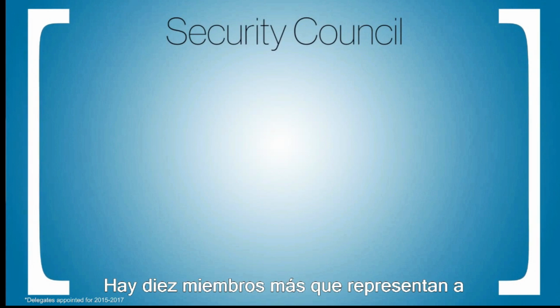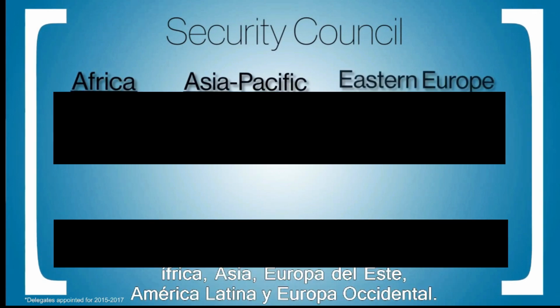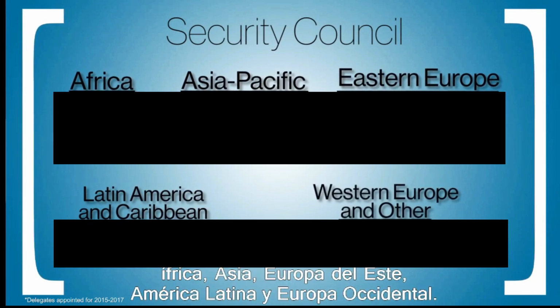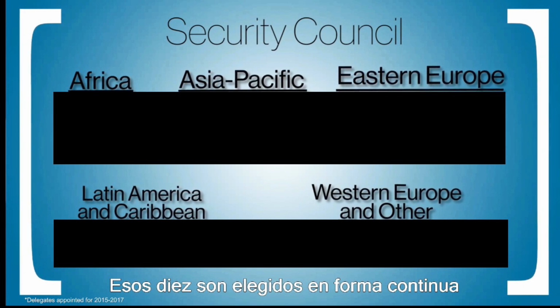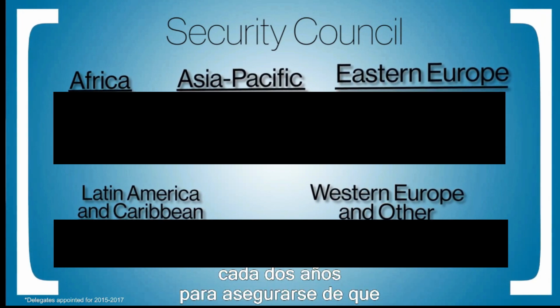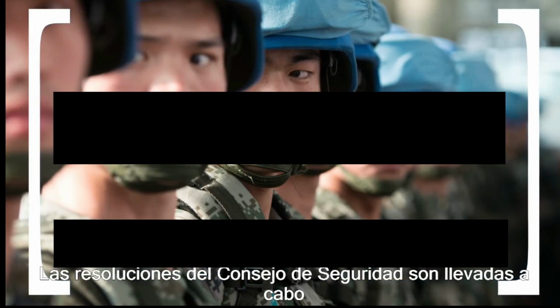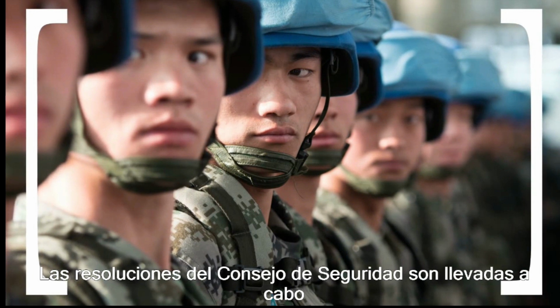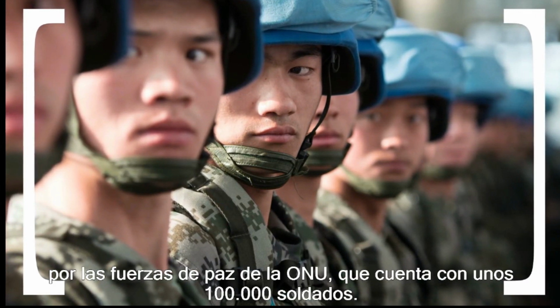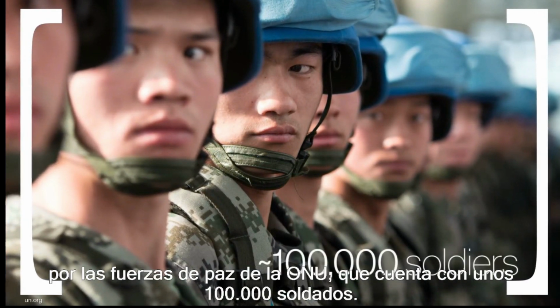There are 10 more members representing Africa, Asia, Eastern Europe, Latin America, and Western Europe. Those 10 are elected on a rolling basis every 2 years to make sure that major world regions have representation. The Security Council's resolutions are carried out by the UN's peacekeeping force, which boasts about 100,000 soldiers.